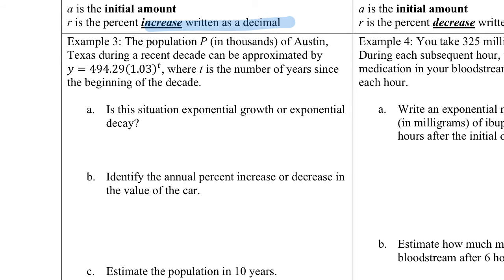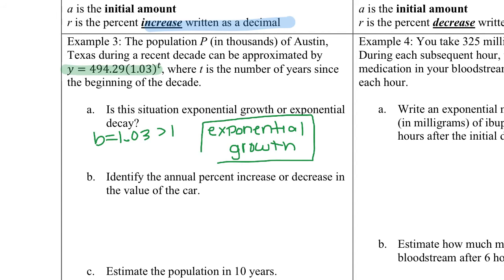So in this one, they already gave us the equation. Now, the way we figure out growth or decay is we look at that b value. So in this example, b is equal to 1.03. So because 1.03 is larger than 1, that means this is exponential growth. If you had a b value that was smaller than 1, it would be exponential decay.